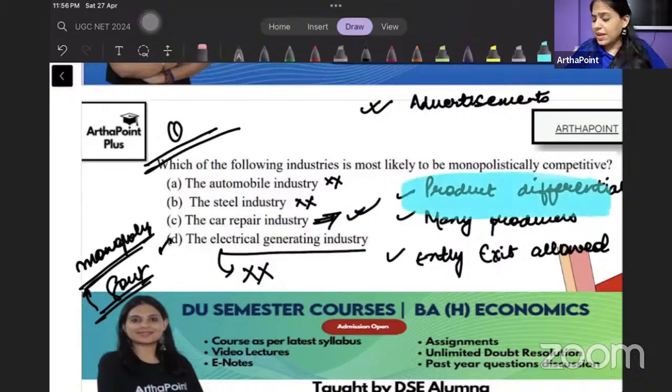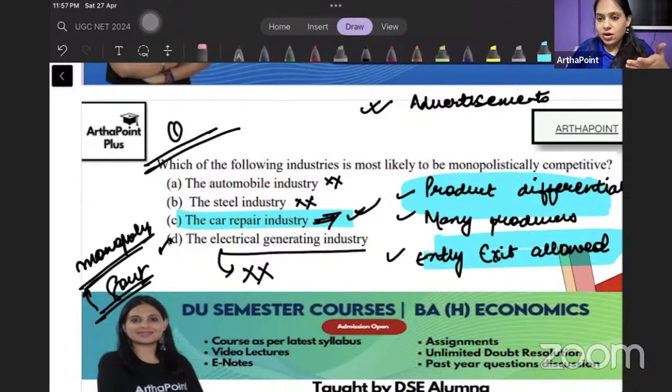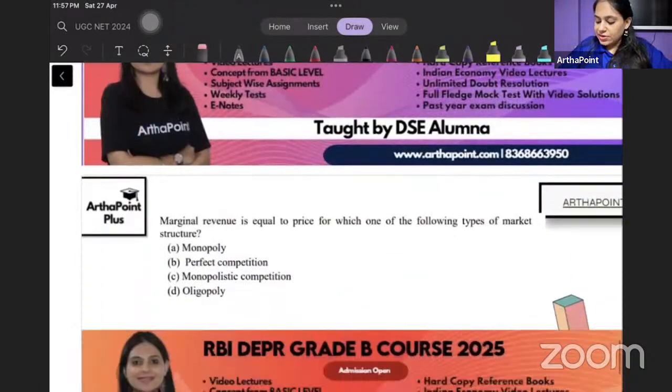There will be many people and anybody can go ahead and open a car repair shop, right? So there will also be free entry and exit, right? So they are more likely to be like a monopolistic competitive market. Okay, beta, let's go to the next question.